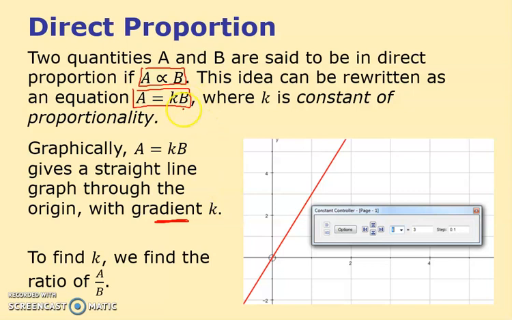And to find k, if we've got the numbers themselves, we can just divide. Notice, just rearranging this equation does this. So A equals kB, move the B over, A divided by B will equal the k, and that's really what I've said. A divided by B equals the k.